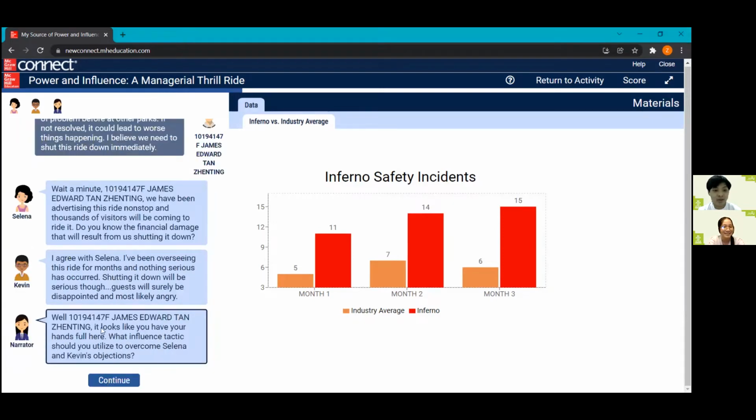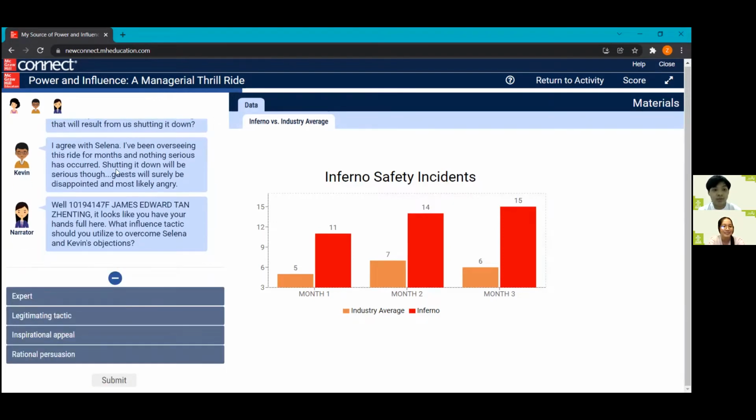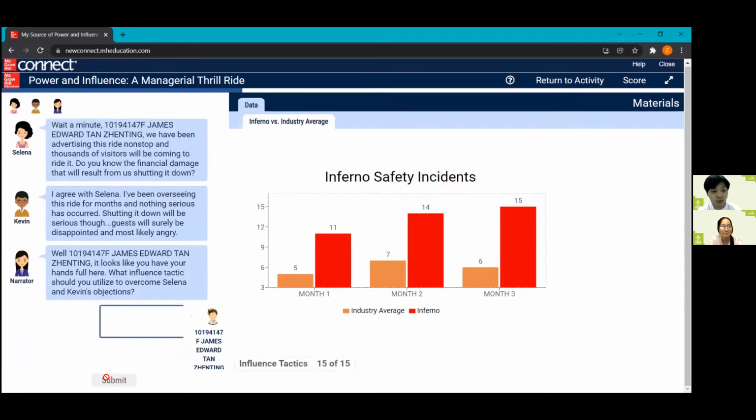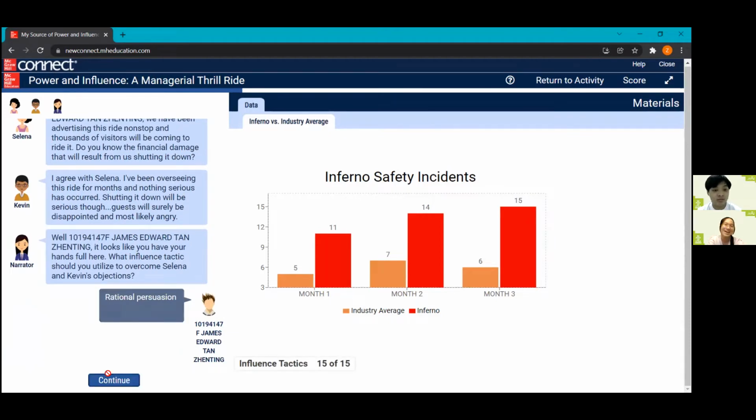So you see as goals continue, the more context is revealed. So here's our next question. It looks like you have your hands full here. What influence tactics would you utilize to overcome Selena's and Kevin's objections? To overcome both of them, I believe it shouldn't be a legitimate tactic. I believe it should be rational persuasion. Yes, it's correct. I agree with you too.